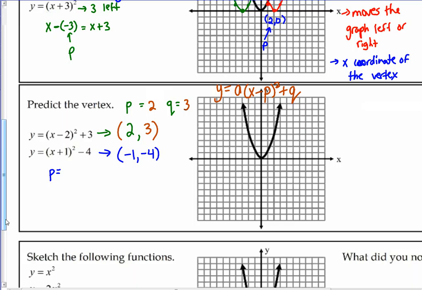So if we wanted to plot these, the first one would have a vertex of 2 and 3. Did the shape change? No, because we didn't change the a value. The a value is what's going to change the shape. So it still follows that same pattern of 1 over 1 up, 2 over 4 up, and so forth. It's going to have the same shape. It's just translated or shifted.